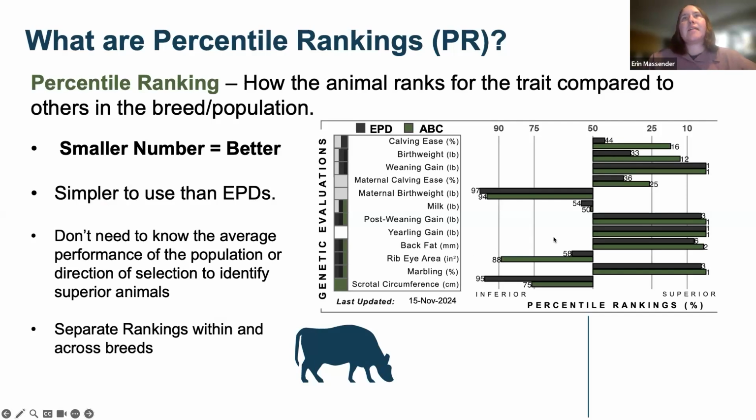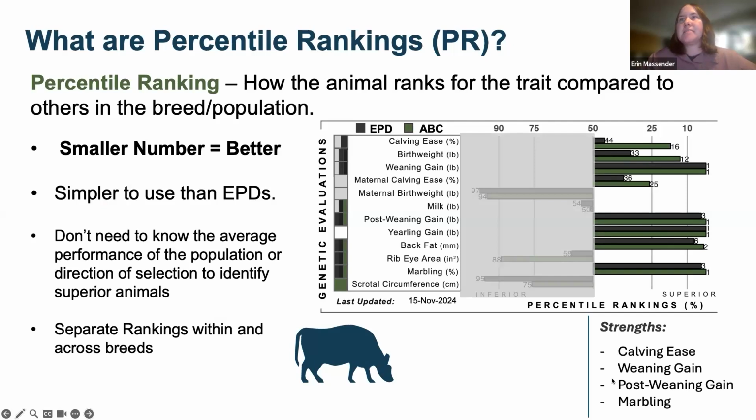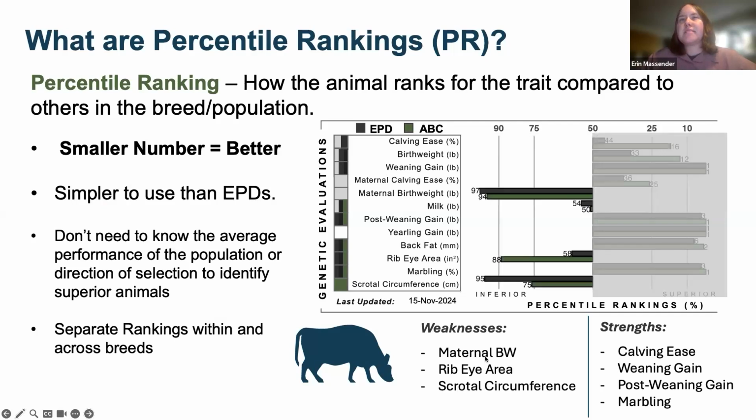If we take a look at this bull's performance here, some of the strengths that he has is in calving ease, weaning gain, post-weaning gain, and marbling. And some of the weaknesses, maternal birth weight, ribeye area, and scrotal circumference. It's important to note that there's never one perfect bull. There's going to be pluses and minuses to all of them. And that's why it's so important that we understand what we're looking for in a bull when we try and make these decisions.